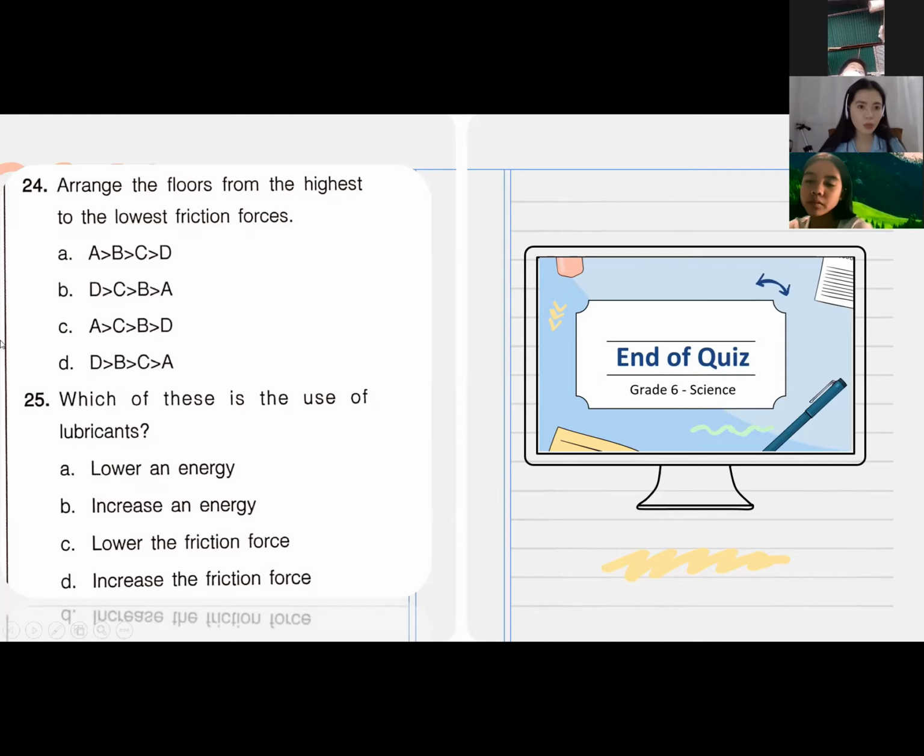Okay, I'll give a clue. The floor that has the highest friction of them all is D. Why D? Because it has traveled a 4-meter distance. So, there I have given you a clue. The highest friction is D. What is next to D?